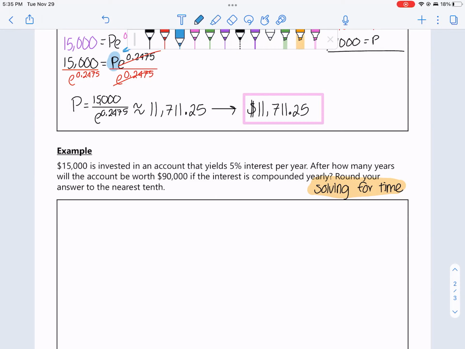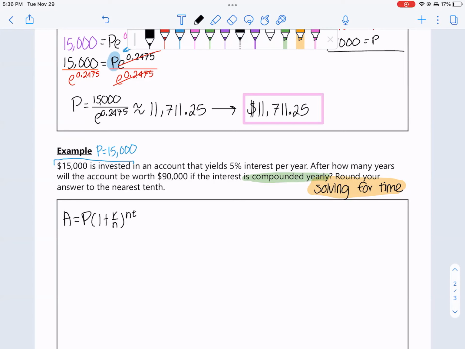$15,000 is invested. So we got P equal to 15,000. It's how much we invest initially. By the way, I look right down here and see compounded yearly, which means we're using the formula with n in it, right? It has to say continuously to use the Pert formula. So we'll be using A equals P times (1 plus r divided by n), all raised to the nt.